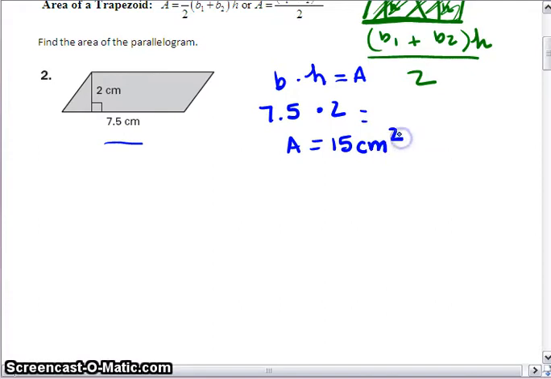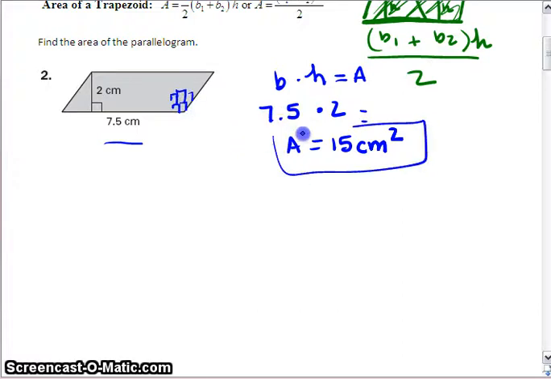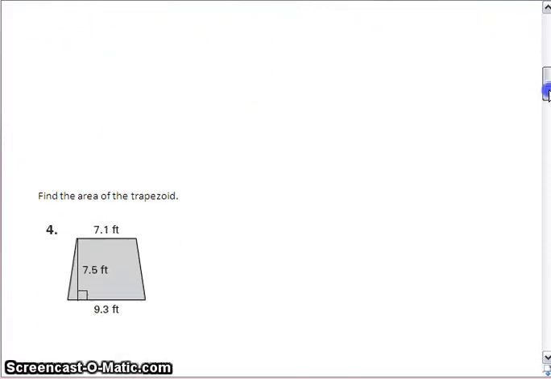And remember, it's squared because we're multiplying. So we're talking about little square centimeters. How many little square centimeters would fit inside that shape? And it comes out to 15 centimeters squared. This shouldn't be new to you.